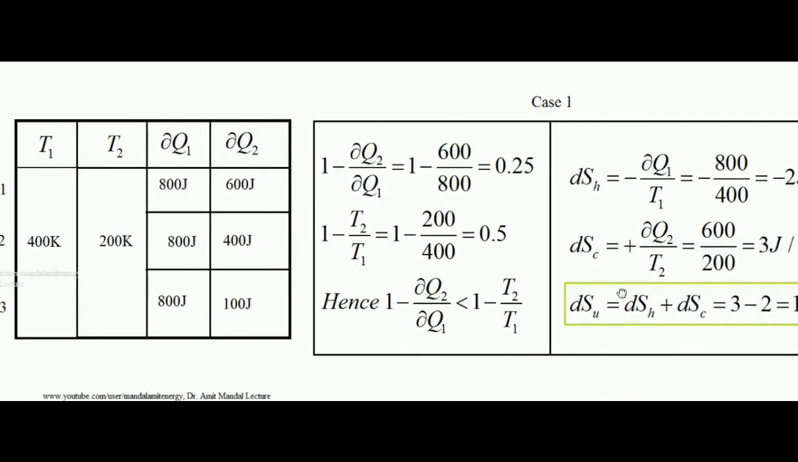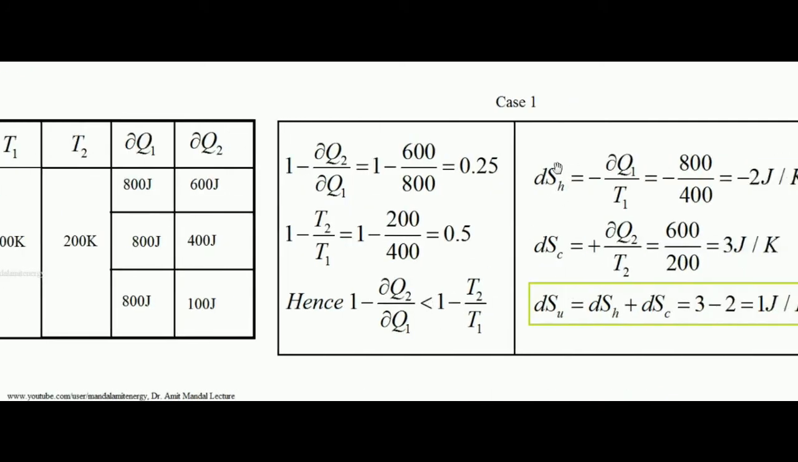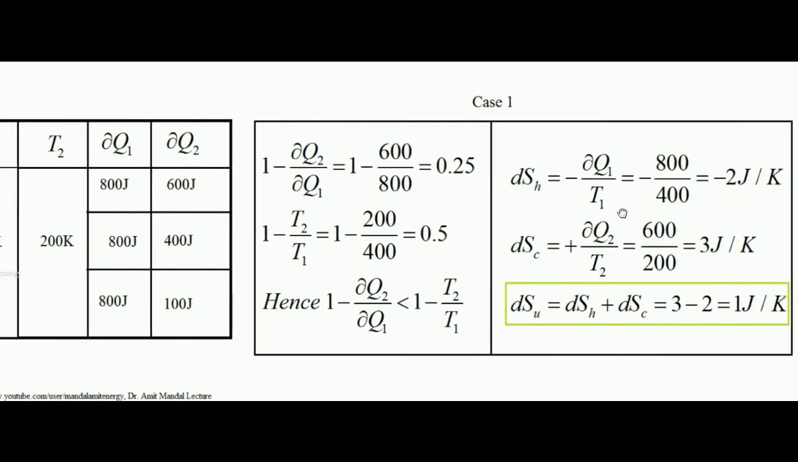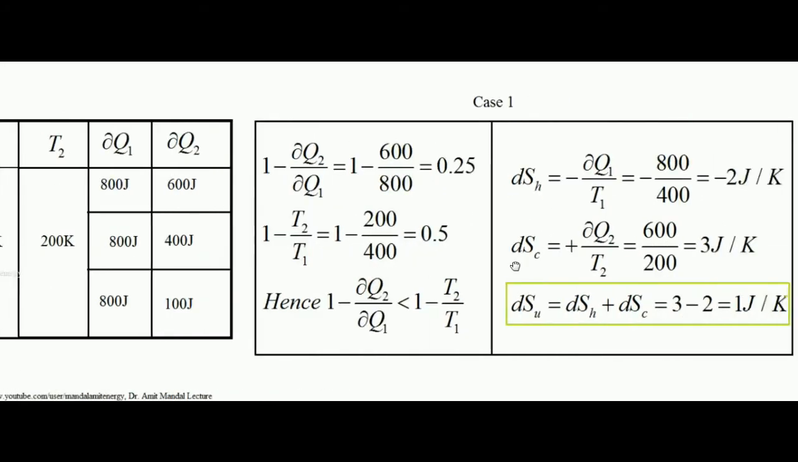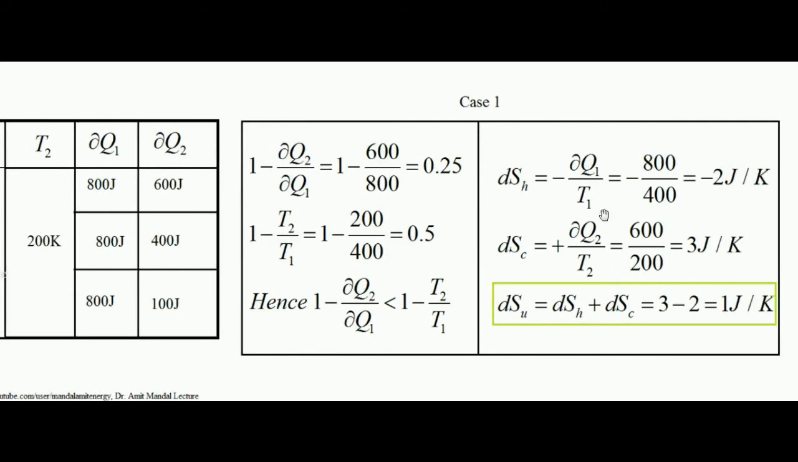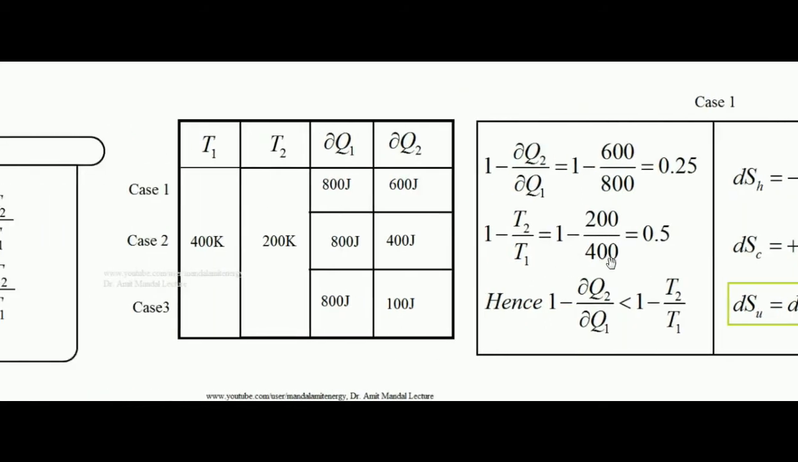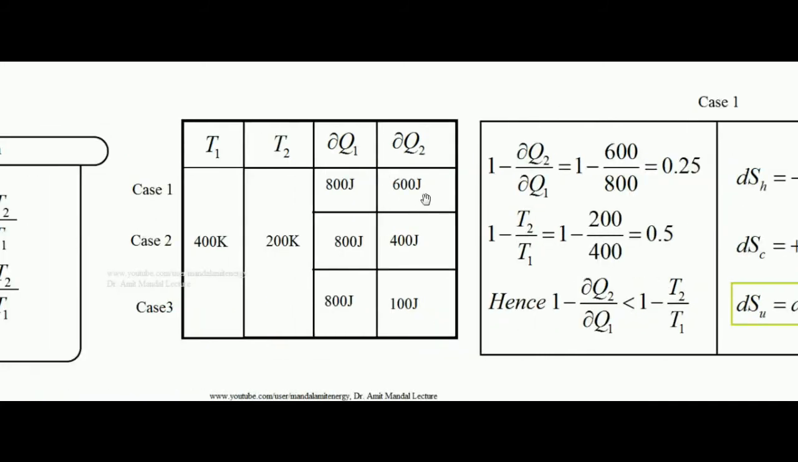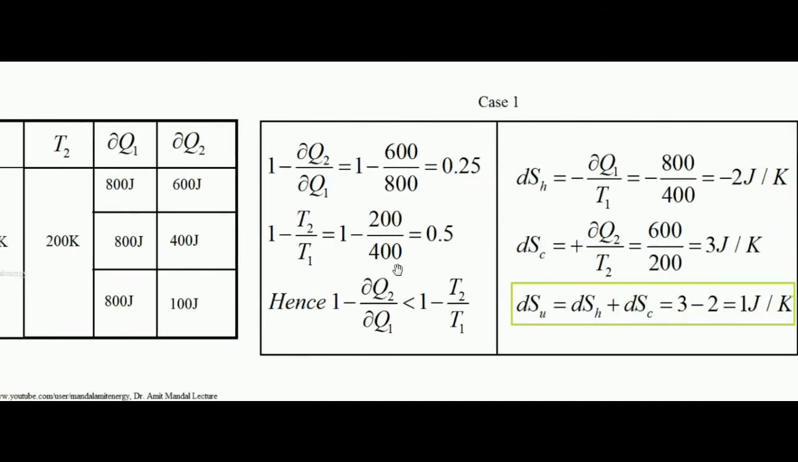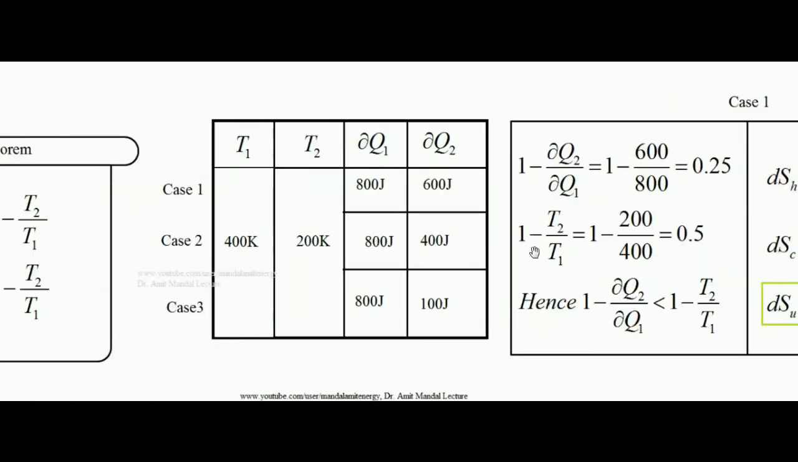So in this case, what is the entropy change of the hot reservoir? Since 800 joules of heat is coming out from the hot reservoir, it is equal to minus del Q1 by T1, which is 800 upon 400, minus 2 joule per Kelvin. Now what is the entropy change of the cold reservoir? That is equal to del Q2 by T2. So del Q2 is 600 and T2 is how much? That is equal to 200.